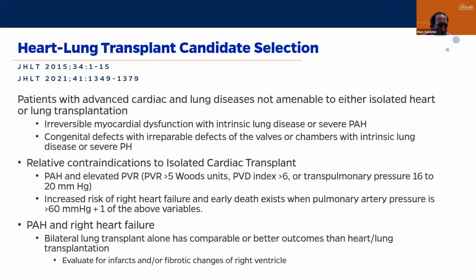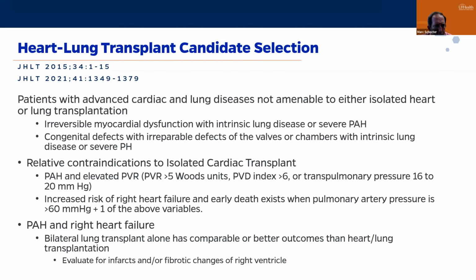And so in 2021, the consensus from ISHLT basically said that patients with advanced cardiac and lung disease not amenable to either isolated heart or lung transplant should undergo or be considered for heart-lung transplantation. And so you're talking about patients that have irreversible myocardial dysfunction with intrinsic lung disease and/or severe pulmonary hypertension, or that have congenital defects that are irreparable of the valves and chambers that also have intrinsic lung disease or severe PH.